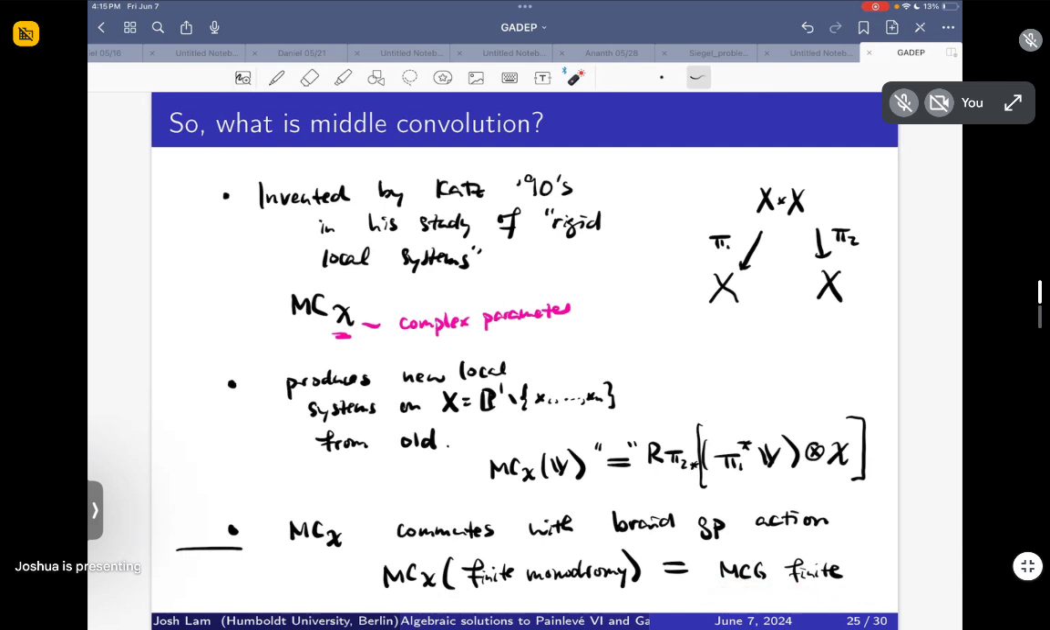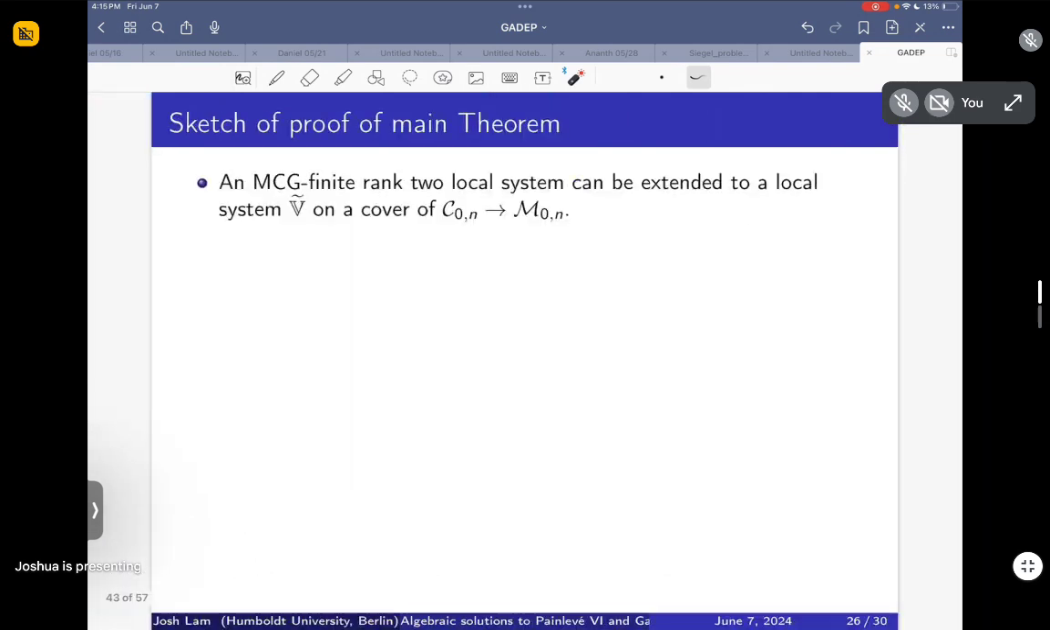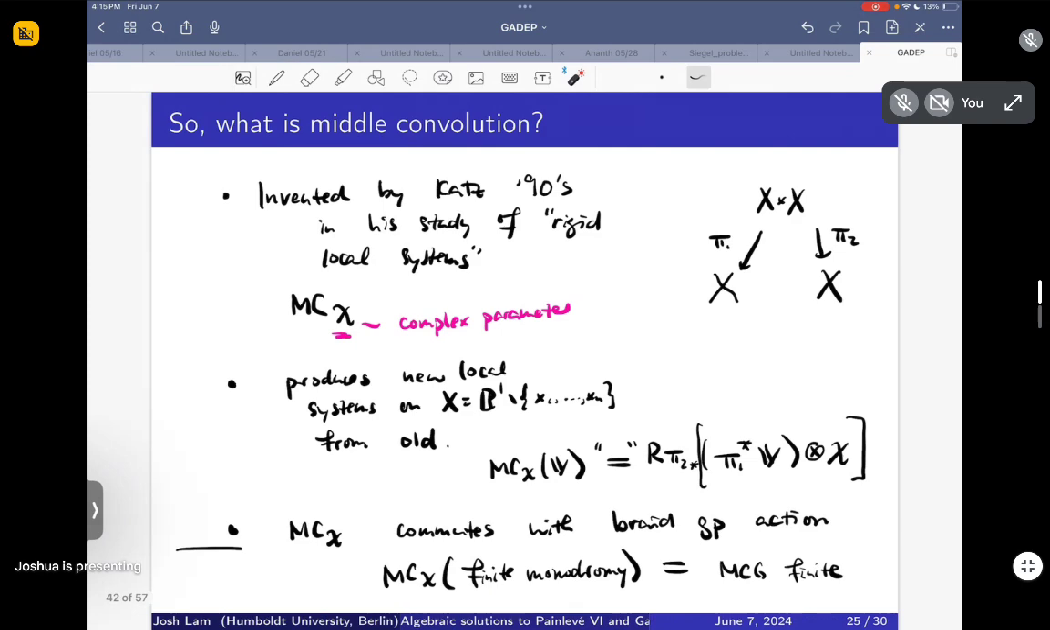And Katz was very well aware of this. Okay, are there any questions on this? This is quite technical. Just maybe one question. Do you think any MCG finite is obtained after a lot of middle convolution? Yeah, so that's a great question. Thank you for the question. It's almost like I set this up.